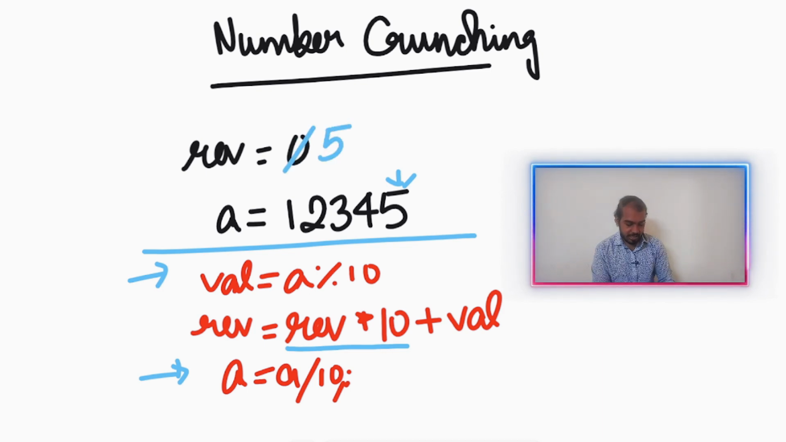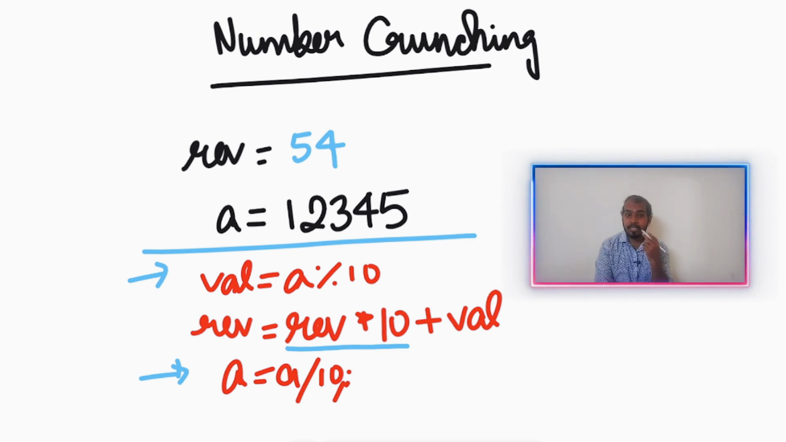In the next iteration, I'll have control of 4. When I come with a val value of 4, reverse into 10, what is the current reverse? 5. 5 into 10 is 50, plus the current val, 4. What is 50 plus 4? It becomes 54. So currently my reverse value is not 54,000, but at least it has a value of 54.